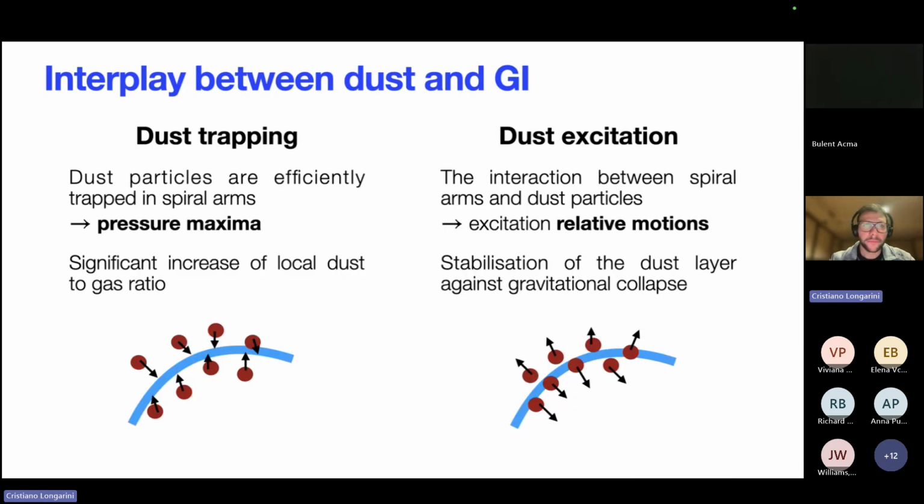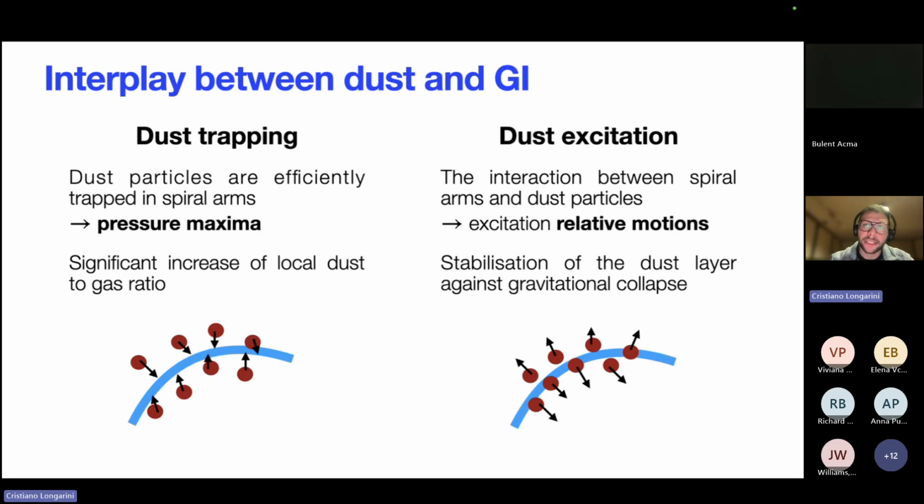this disk. And so, as I told you, I'm interested in understanding the interplay between dust dynamics and gravitational instability. And when we study this, there are two main phenomena that we need to take into account. The first one is dust trapping. Indeed, dust particles tend to accumulate inside gas spiral arms, since the gas spiral arms are pressure maxima. And so it is possible to significantly increase the dust to gas ratio inside these structures.